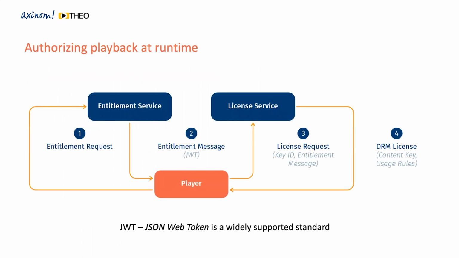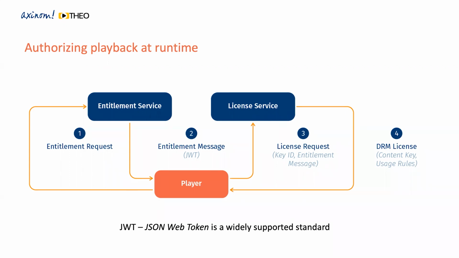Now let's have a look at how authorizing playback at runtime works. It starts all with the player. Let's say end user is browsing some catalog and now wants to watch some asset. And then the player, at that point in time, needs to send a request to an entitlement service. This entitlement service, by the way, is the main integration point with Axinom DRM. So that's a component that our customers typically every time write, and it's integrated with the backend system. That entitlement service knows the user, knows who is logged in and what rights this user has to what asset.